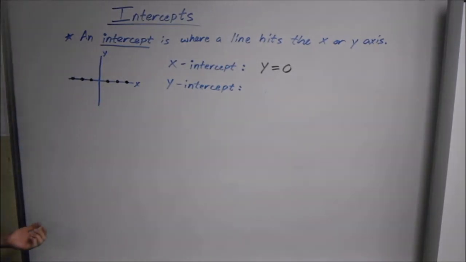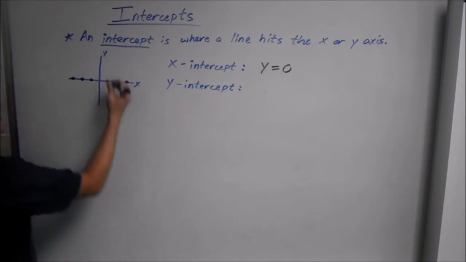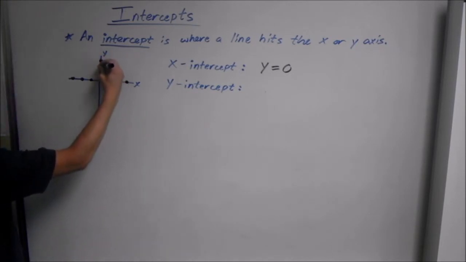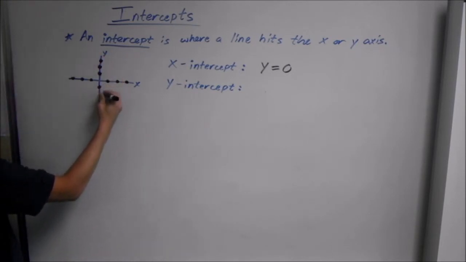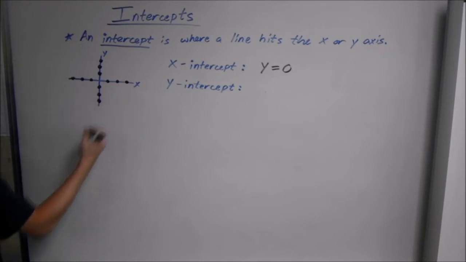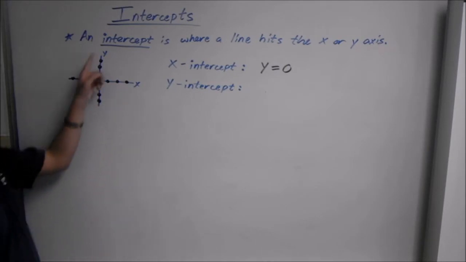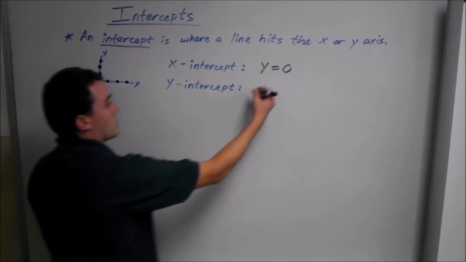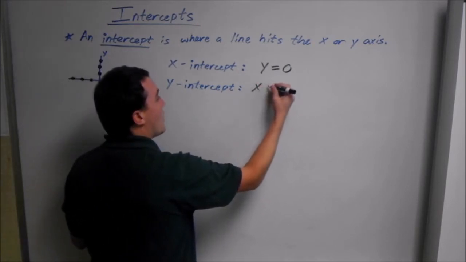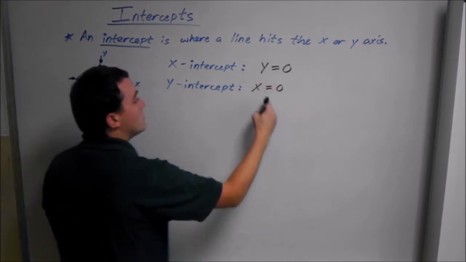Opposite for the y-intercept. The y-intercept hits the y-axis. So all these points are y-intercepts, and they all have one thing in common. All of their x values are 0. So to find a y-intercept, plug in x equals 0.